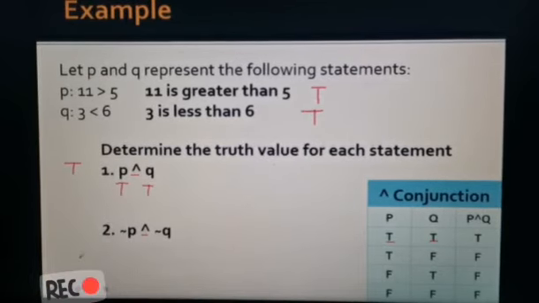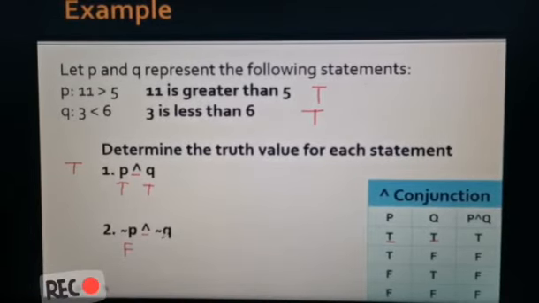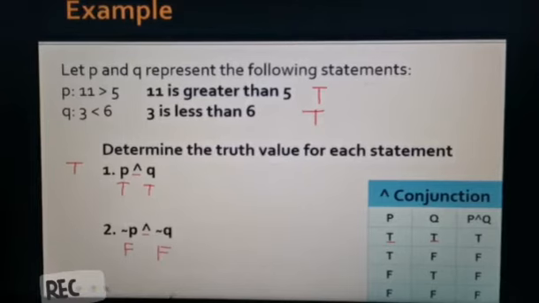For number 2, the negation of P: since our P is a true statement, to negate that one, this will become a false statement. And the negation of Q: since our Q is a true statement, to negate that one, this is still a false statement. By using the conjunction truth value table, we have a false for P and a false for Q. Therefore, the truth value for item number 2 is a false statement.